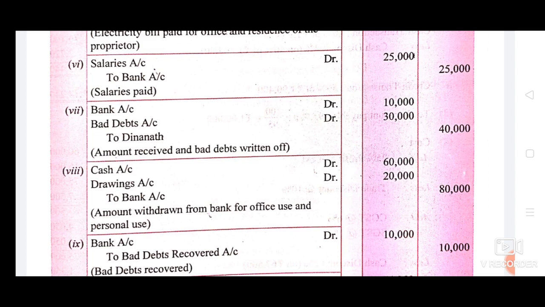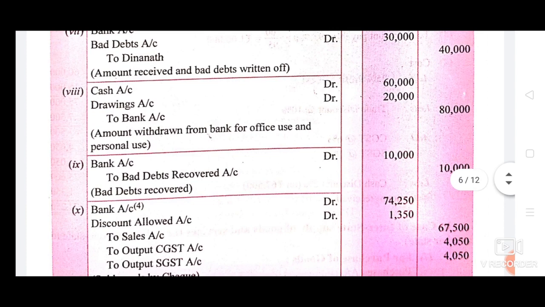Next entry, withdrew from bank rupees 60,000 for office use and rupees 20,000 for personal use. The amount withdrawn for office use will come in cash box. So cash account is debited 60,000. 20,000 for personal use. So drawings account is debited rupees 20,000 to bank account 80,000. Okay, amount withdrawn from bank for office use and personal use. Now the entry of bad debts recovered, bank account debit 10,000 to bad debts recovered 10,000.